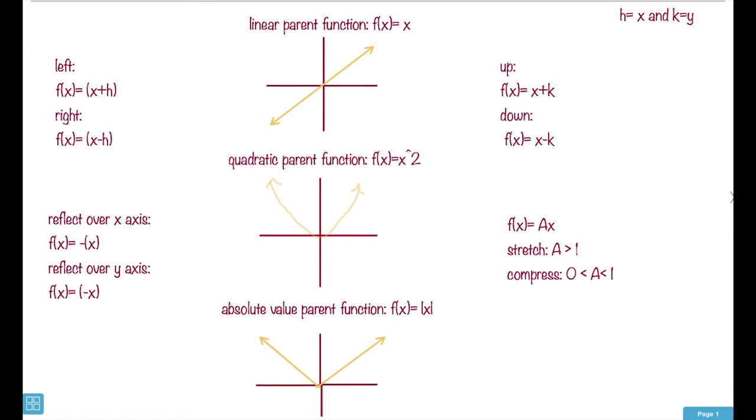The linear parent function is f of x equals x. The quadratic parent function is f of x equals x squared, and the absolute value parent function is f of x equals the absolute value of x.